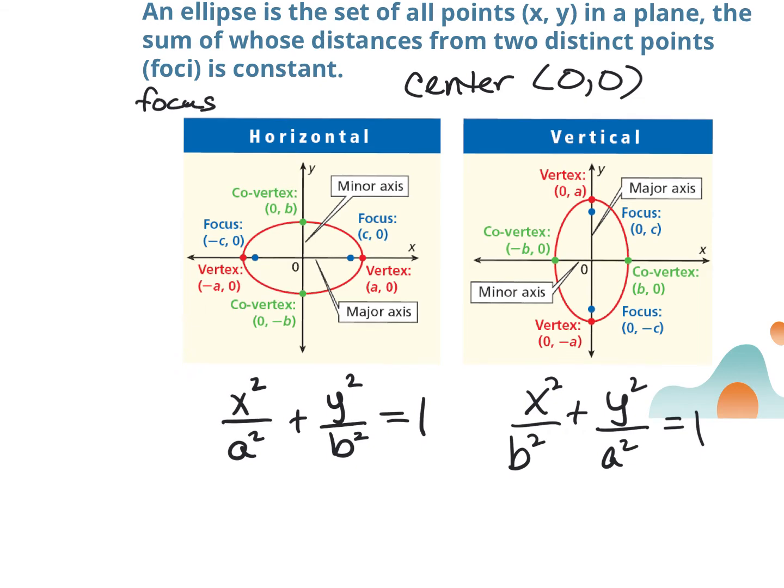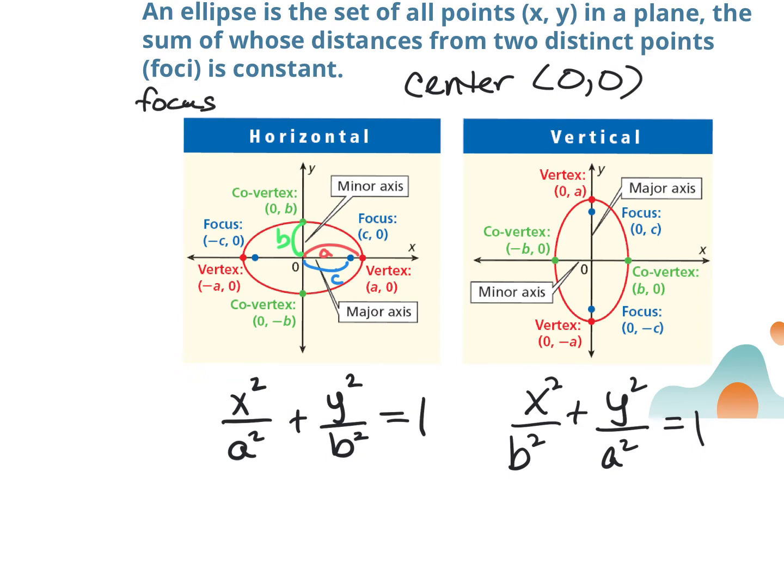Again, your foci will always be on the major axis. The co-vertices are going to be the endpoints of the minor axis. We need to find the values of A, B, and C. The value of A is going to be the distance from the vertex to the center. That'll be my A value. My B value is going to be the distance from the co-vertex to the center. And my C value is going to be the distance from the center to the foci. And we're going to learn how to calculate or find all of these numbers.